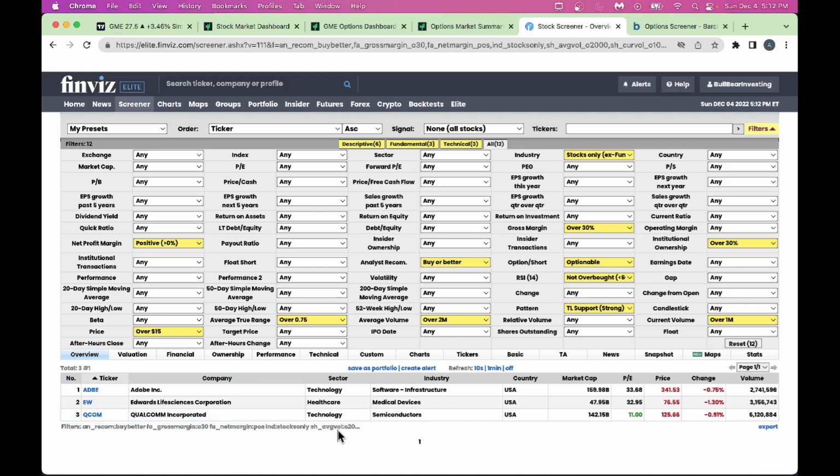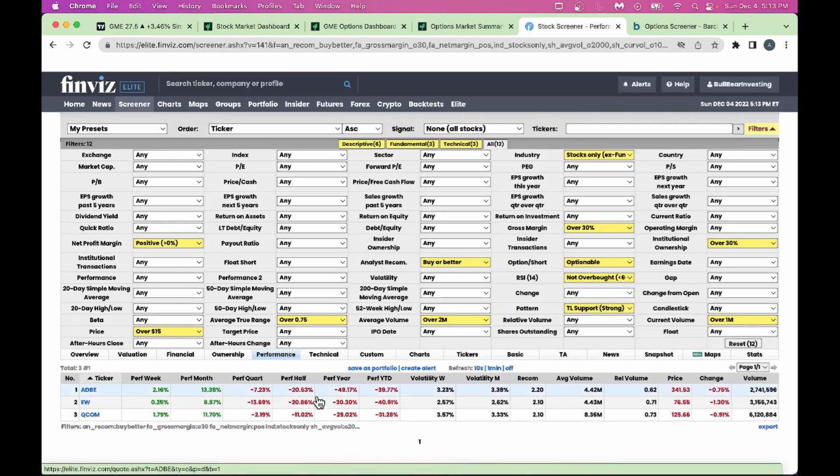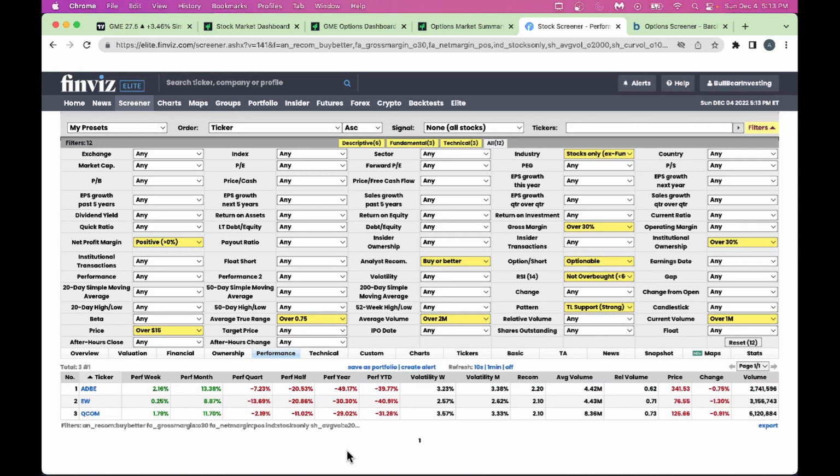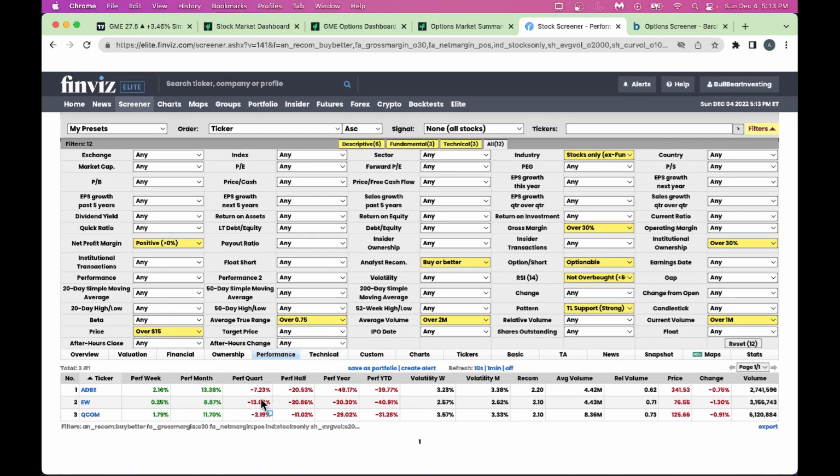If you want to look at these things in a little more detail, you could go into these tabs here. You could go into ownership, performance, and so on and so forth. Now let's go into the performance tab to see how they've been doing. Look, from a performance perspective, quarter is bad, year is bad, year to date is bad. But look what's going on here. They had been bouncing off of the trend line support, and they're going higher in say 1 month, and in performance over 1 week.